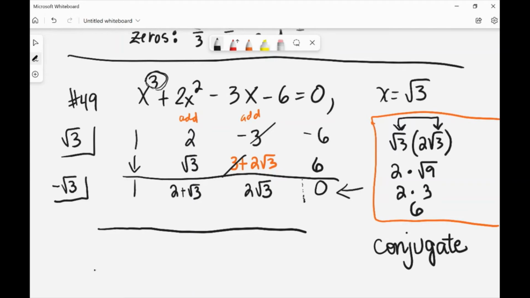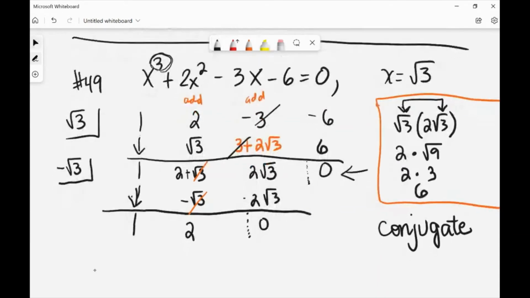So let's see. We have first, we got 1. What should I write next? Negative square root of 3. Correct. What happens when we add? They cancel out and you have 2. Very nice. Now we need to multiply. What do we get when we multiply? Negative 2 square root of 3. Correct. And we get 0. So we just proved that the conjugate did work.